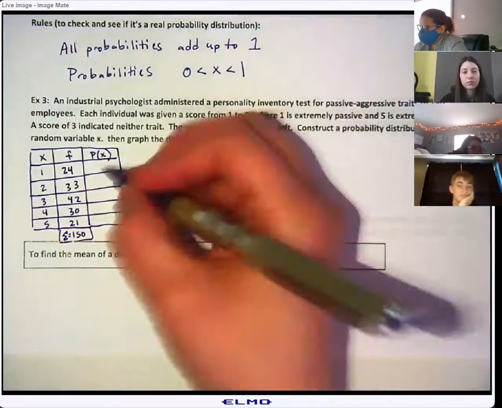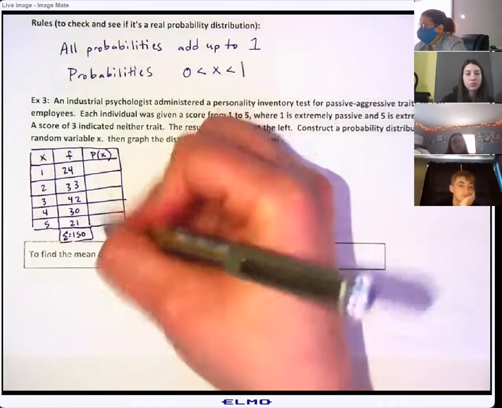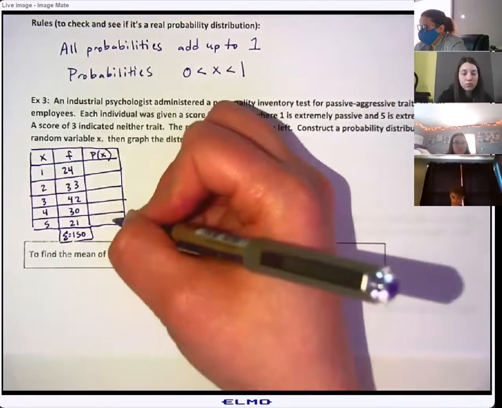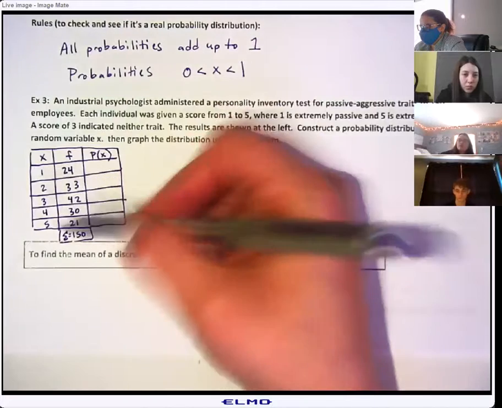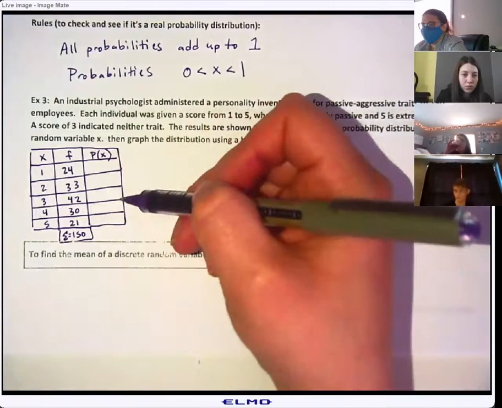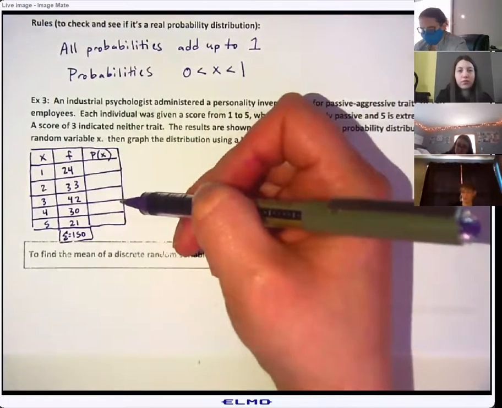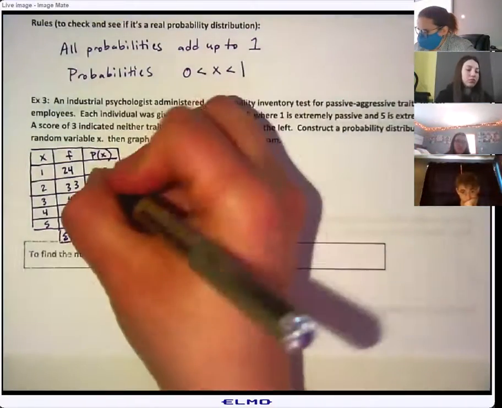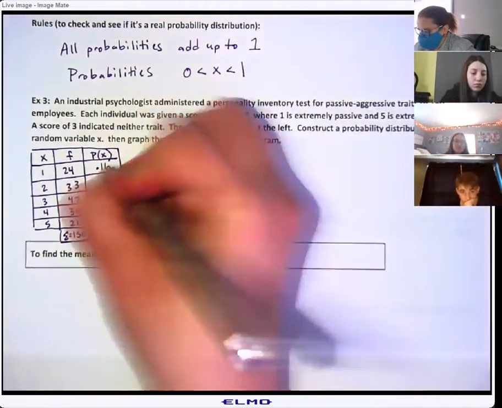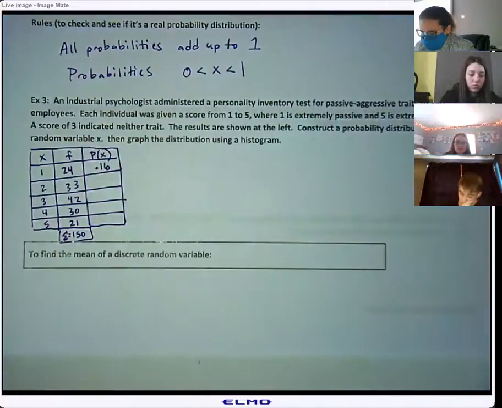Okay. So anybody have an idea of how we can figure out the probability in this column? If we know 24 people were in this column, how can we figure out what probability that is? 24 divided by 150. Good. So for each one we're going to take that amount divided by 150. So go ahead and do that in your calculator. Look up and see if you're right when you're done.